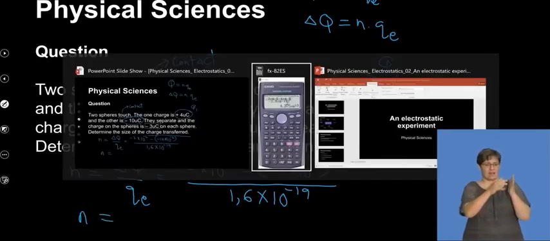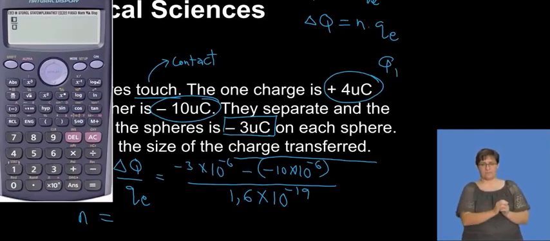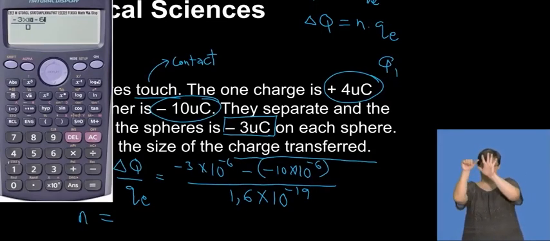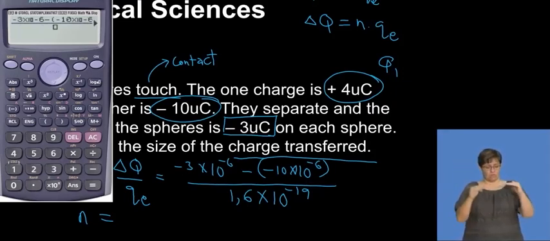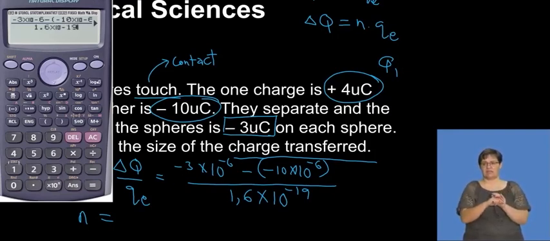Let's go to our calculator now, okay? From the calculator, if we clear that, that's a fraction, okay? We are saying -3 times 10 exponent -6 minus, okay, minus 10 times 10 exponent -6. We close that, and then we divide by 1,6. We ignored the negative because Q2 is the one that has got excess electrons. In other words, that's the one that loses during the transfer. So this is the exponent -19. Okay, what does this give us? We go to our calculator, 4,375.